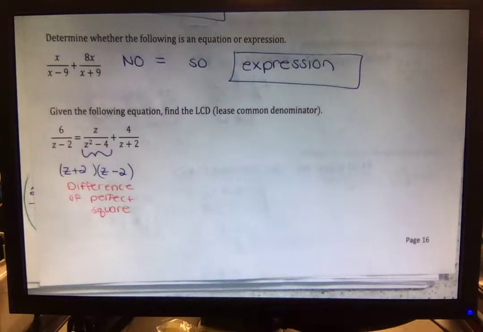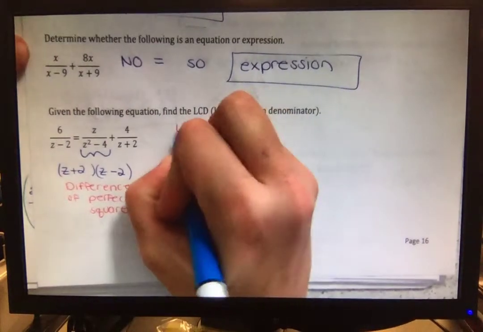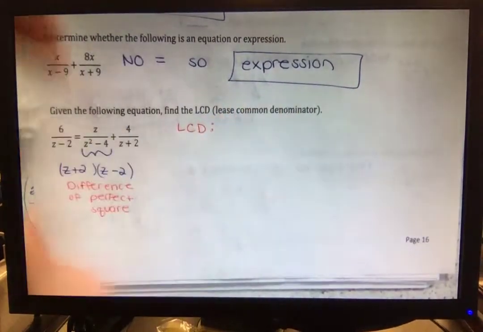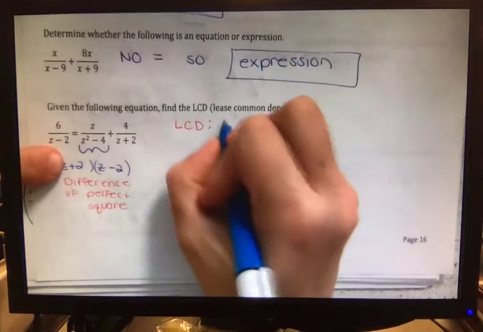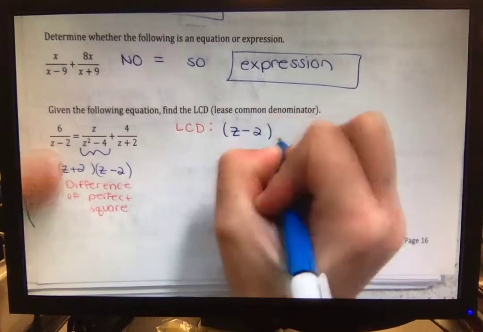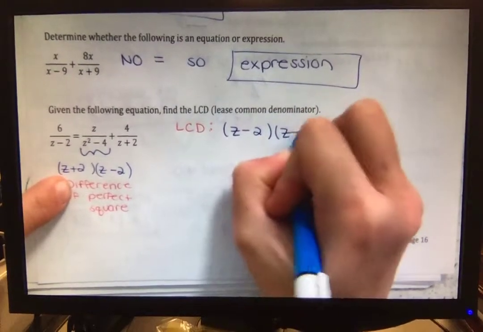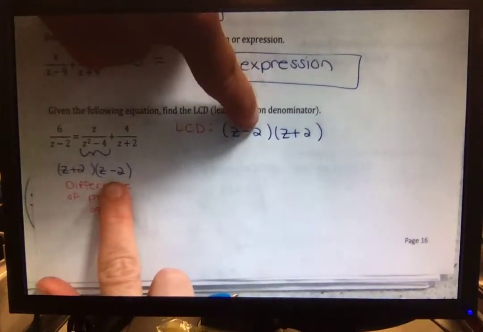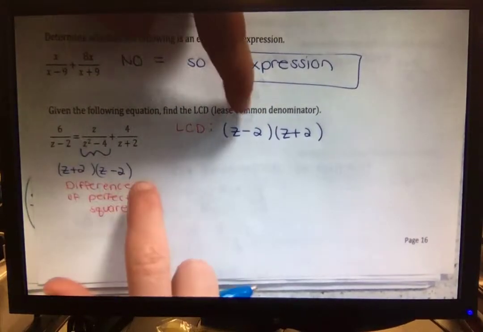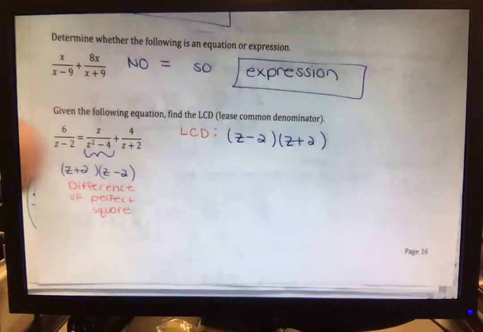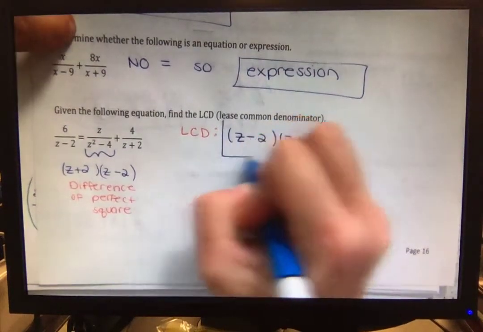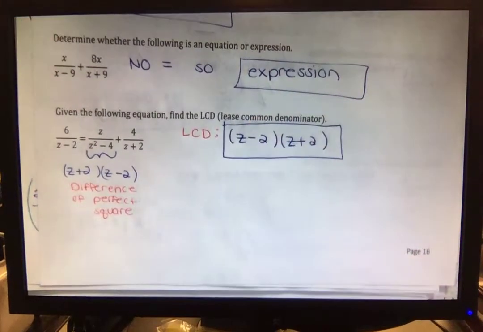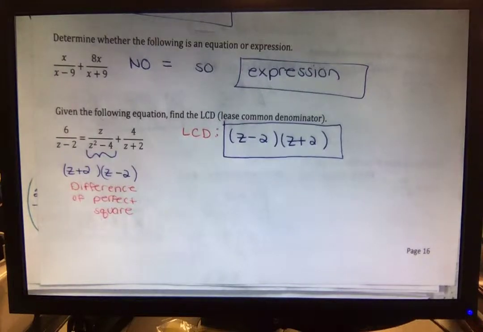So going from left to right, our LCD. We know z minus 2 has to be there. We know z plus 2 has to be there. Z minus 2 is already there, so I don't have to write it twice. Z plus 2 is already there, so I don't have to write it twice. So our LCD should be z minus 2 times z plus 2.